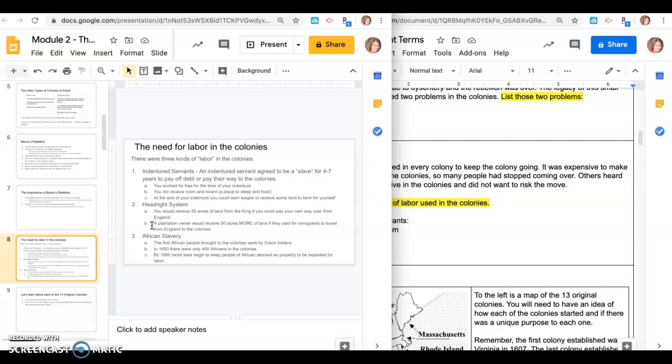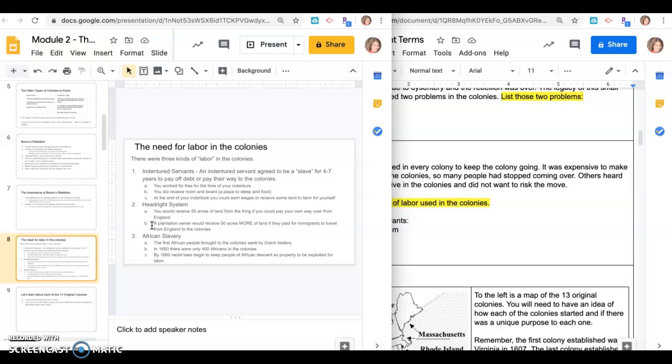Now, the third and obviously worst type of labor was African slavery. The first African slaves were brought to the colonies by Dutch traders because the Dutch controlled the trade routes from Europe to Africa.